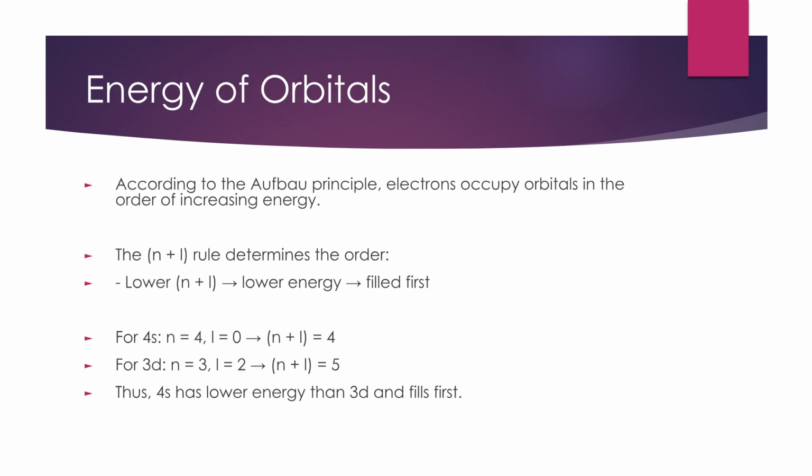According to the Aufbau principle, electrons occupy orbitals in increasing energy. The n plus l rule determines this order. Lower n plus l means lower energy, so it fills first. For 4s, n plus l is 4. For 3d, n plus l is 5. Therefore, 4s has lower energy and fills first.